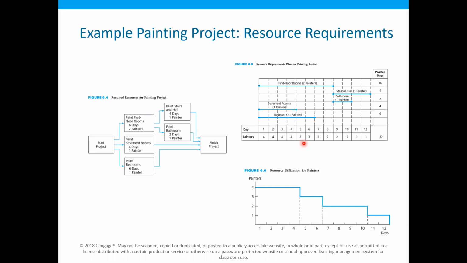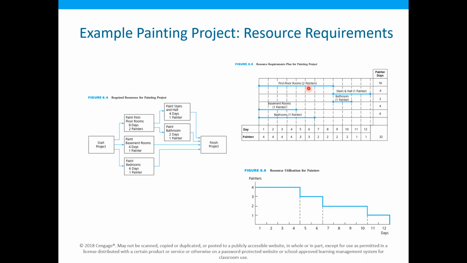But starting from day 5, we will need 3 painters only, because by this time painting in the basement rooms has been completed. Okay, so we will need 2 painters on the first floor rooms and 1 painter on the bedroom only. So we will need 3 painters, and then for the next day, 3 painters.